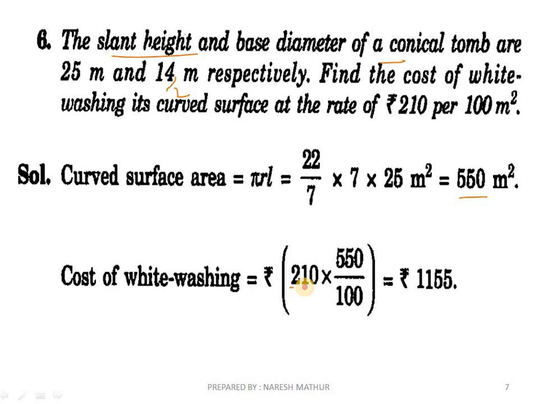So it will be multiplied by 210 and divided by 100, because the cost is given per 100 meter square. That's why we divide by 100. So at the end we'll get the total cost of whitewashing. Easy.